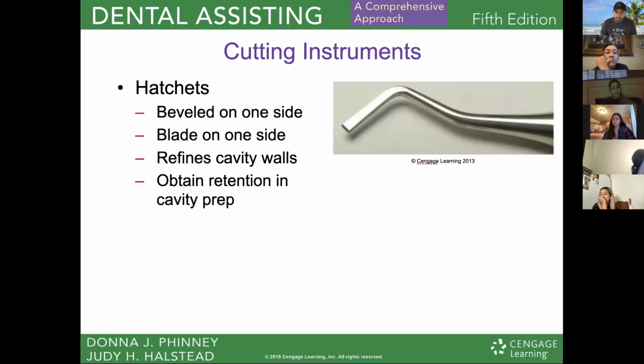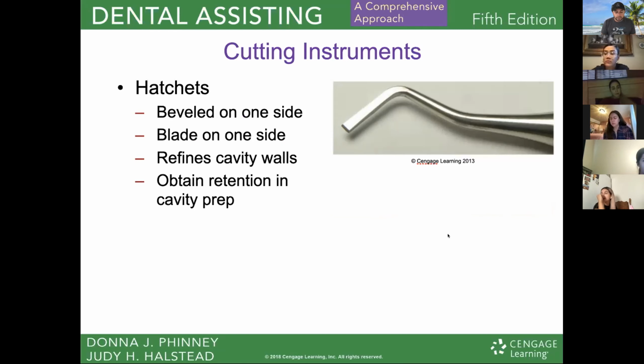Hatchets have a bevel on one side. So it's very, very small, but there's a bevel here. There's also a blade on one side. And this is used to refine cavity walls and obtain retention in a cavity prep.